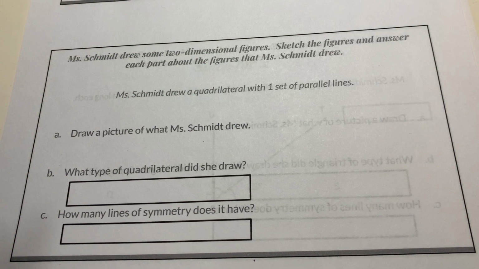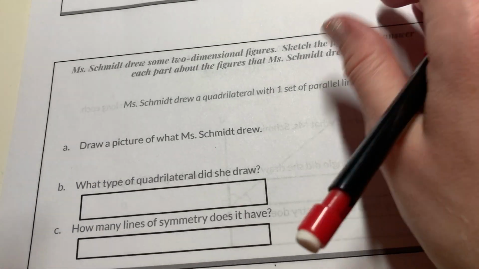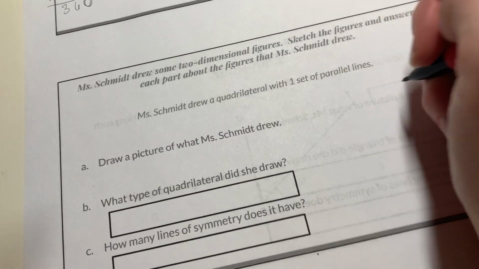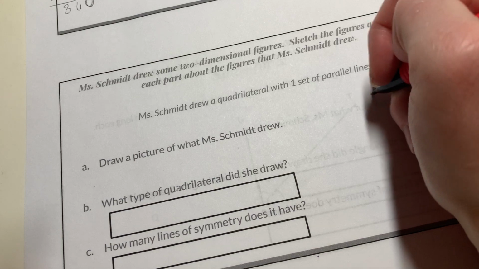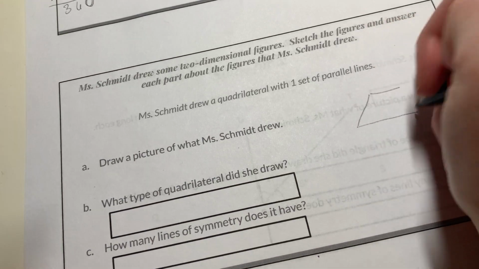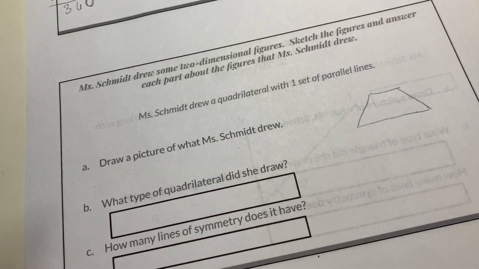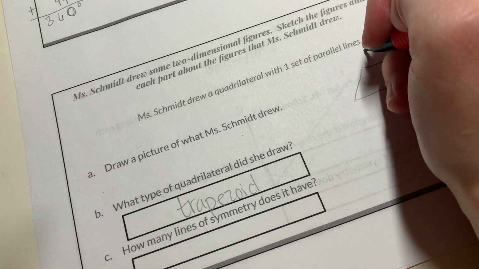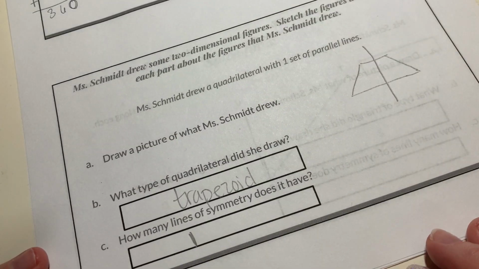All right, so I drew a quadrilateral with one set of parallel lines. Well, one set of parallel lines is a trapezoid. So I drew a trapezoid. And how many lines of symmetry does a trapezoid have? Well, if I look at this, I really only see one. Okay, let's go ahead and go to the next one.